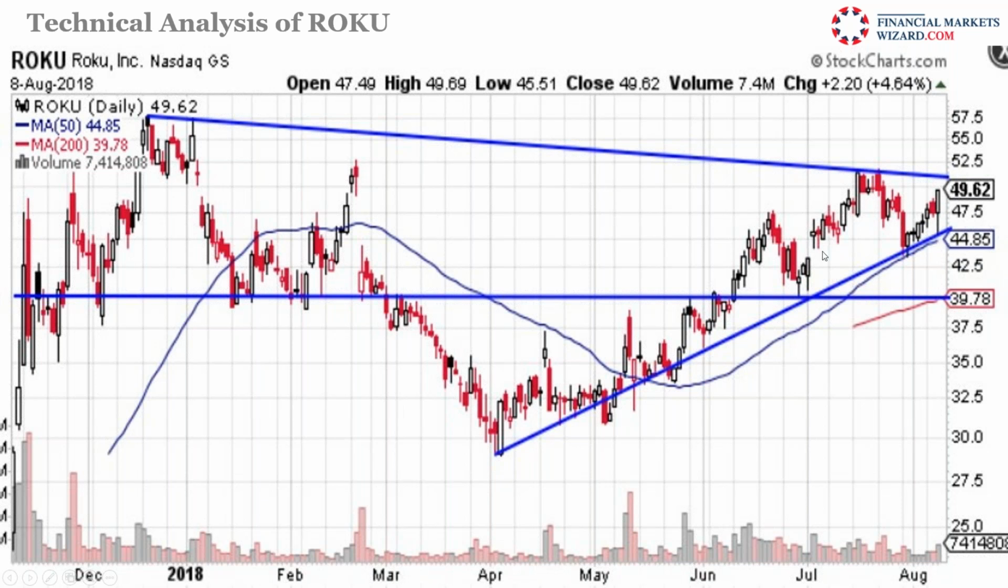At that time, this chart was prepared after hours. This is the after hour chart. It's trading here, so it's breaking this resistance line. It was trading at 51.